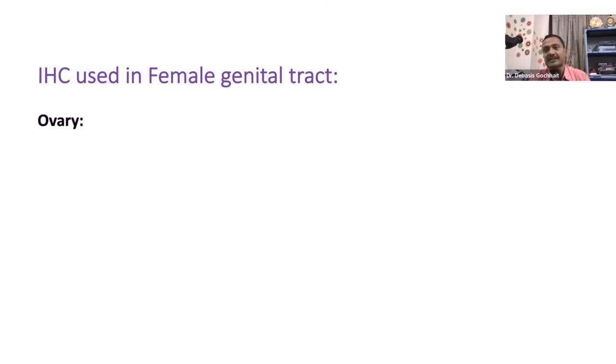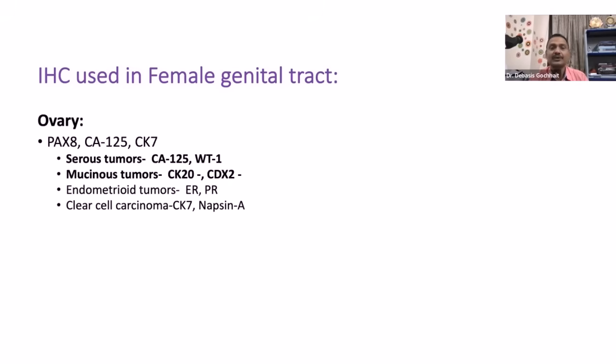Then comes female genital. Now you know that breast is a very common tumor in India. It is one of the commonest. And before that comes carcinoma cervix. That is the most common in Indian females. So when we talk about the female genital tract, we have to talk about the ovary as well as the uterus and cervix. So in ovary, we have certain markers like PAX8.